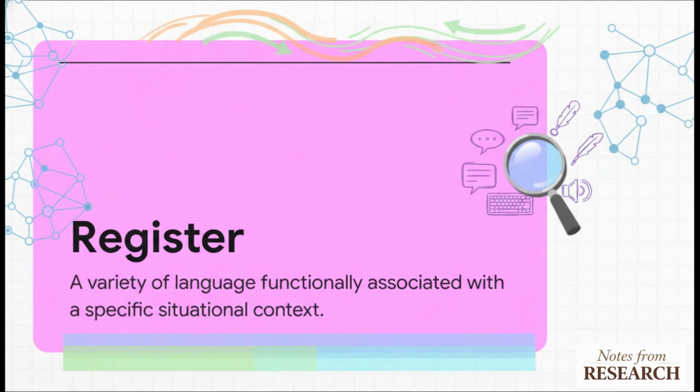Now for arguably the most important concept here, register. A register isn't about what you're talking about, but how and why you're talking about it. It's the way our language systematically changes depending on the situation. Think about the difference between an email to a professor versus a text message to a friend. The vocabulary, the sentence structure, it all shifts to fit the communicative purpose, the audience, and the medium. A register is the term for these consistent, situation-driven linguistic patterns.